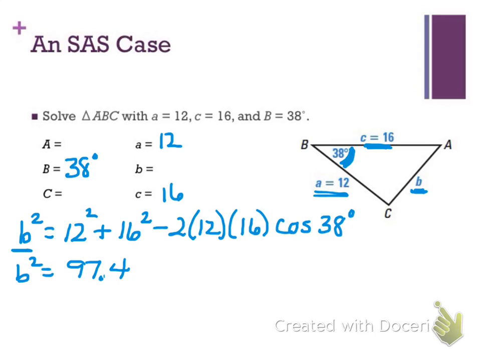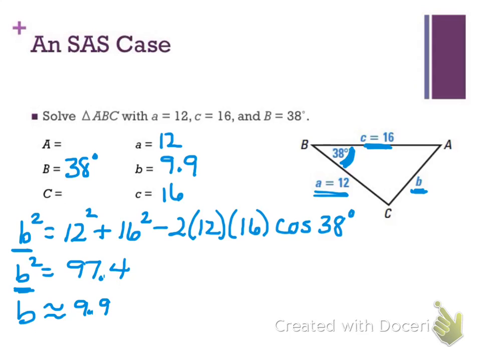But remember, this is b squared, so we need to go one more step and take the square root of both sides. So that we end up with about 9.9 for side B. All right, so 9.9 for side B.